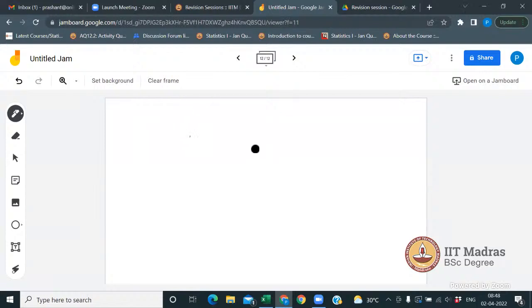Can I ask a small question? Yeah, Rishabh. If the variance is to be the maximum for any binomial random variable, will the probability always be half? Yes.